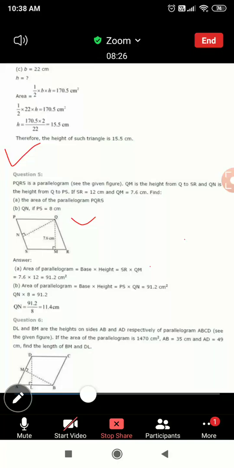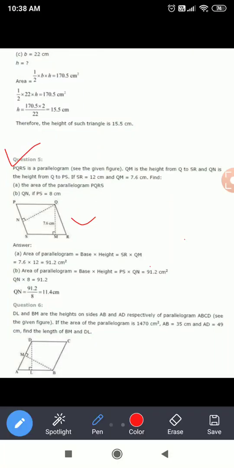Good morning, class. Let's start question number 5. In this, you can see in the figure, we have a parallelogram PQRS. In this parallelogram, QM is the height from Q to SR. You can see this is the QM. This is the height on SR. The height has been given to us, 7.6 centimeter.